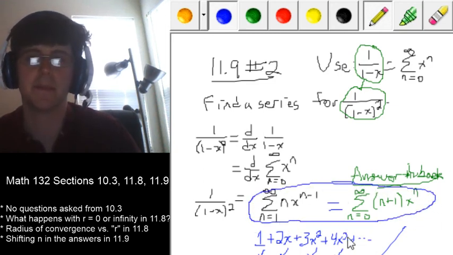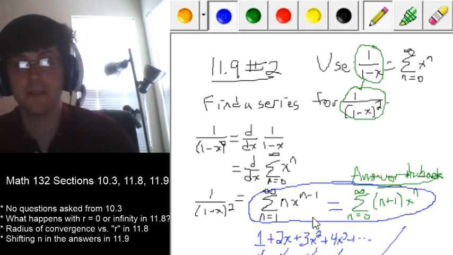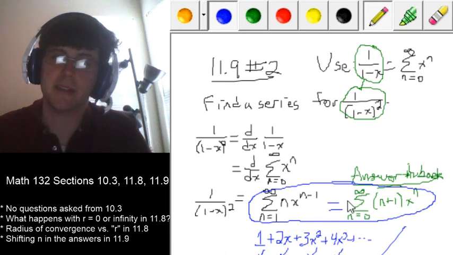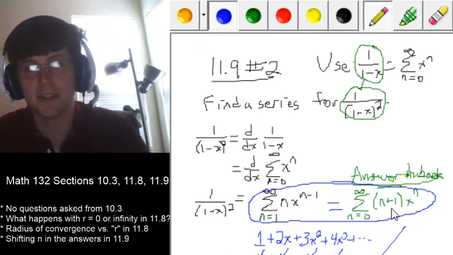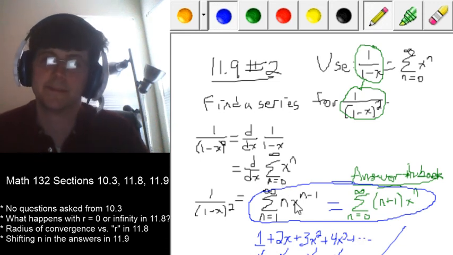They're the same thing. So that's my answer, basically: if you're taking the derivative of a series and your answer doesn't match the back, don't worry about it. Just make sure that your answer is actually the same as the answer in the back. And if so, then you're good. Yeah, I think that should help.